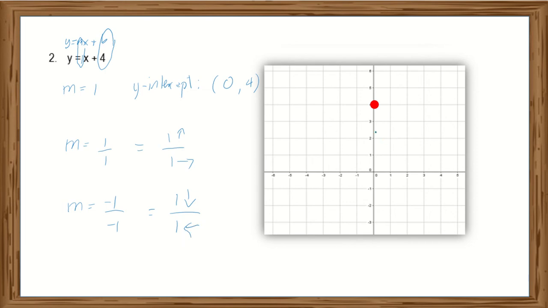Okay, so let's follow the first one, 1 unit up, 1 unit to the right. So we have this point. Okay, so we follow this one first. So we have 1 unit down, 1 unit to the left. Then the other one, 1 unit up, and 1 unit to the right. Then connect the 3 points. Okay, so that's how easy it is.